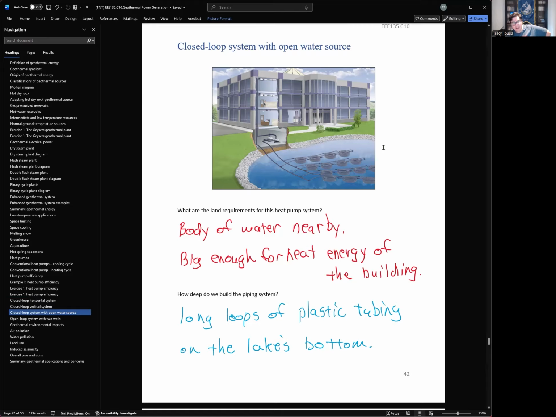And we could use that similar to the geothermal low temperature, or just the underground constant temperature of the previous ones. Remember, we said it's roughly 50 degrees Fahrenheit. The lake is probably the same. Okay, so what are the land requirements of this type of heat pump system? You can have a body of water nearby, either man-made or natural. It needs to be big enough to supply heat energy for the building. It can't be a mini pond. If you have a big building, you have to have a big pond to let all the heat disperse around the water. Okay.